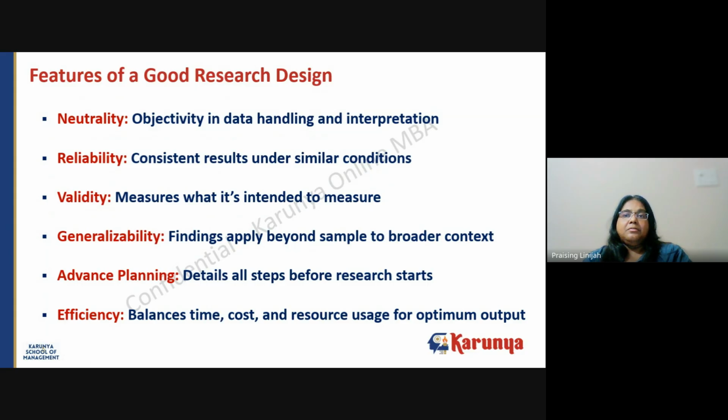Another important feature I would say is efficiency, like how efficient the research design that you prepare is. If you want your research to be highly efficient, balancing proper time, proper cost incurred, and proper utilization of resources, then having the right design is very important. A proper research design will save your time, cost, and resources, which will yield optimum results without any waste.